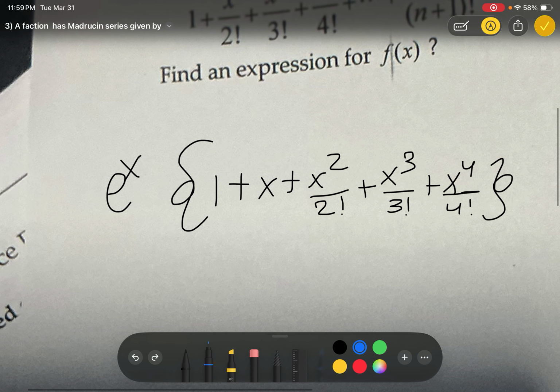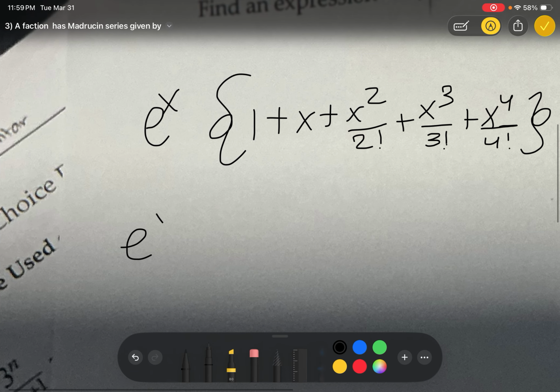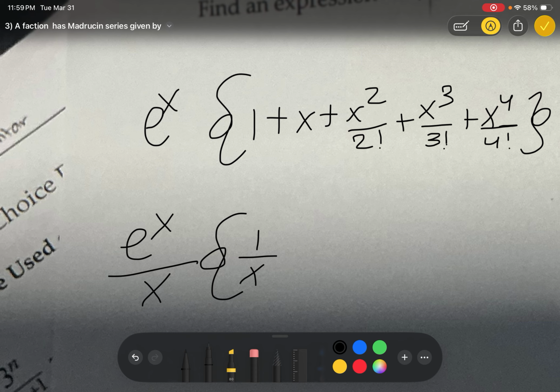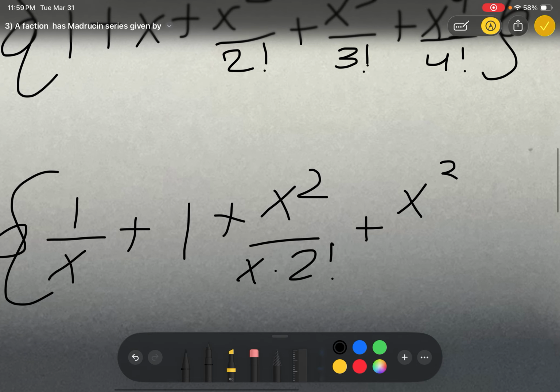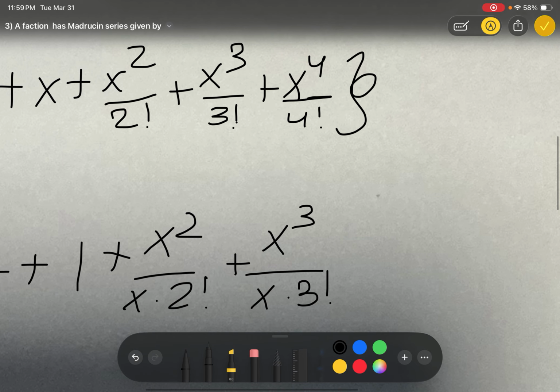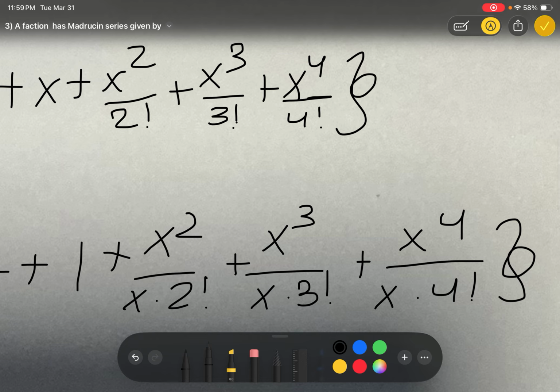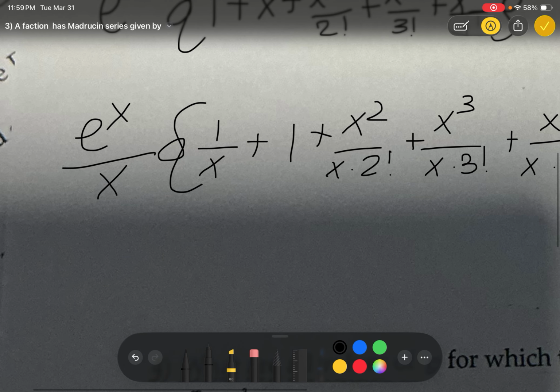So we're gonna do this. E to the x divided by x, which gives you 1 over x plus 1 plus x squared over x times 2 factorial plus x cubed over x times 3 factorial plus x to the power of 4 over x times 4 factorial. Now we can simplify this. So let's leave that 1 over x alone, plus 1.